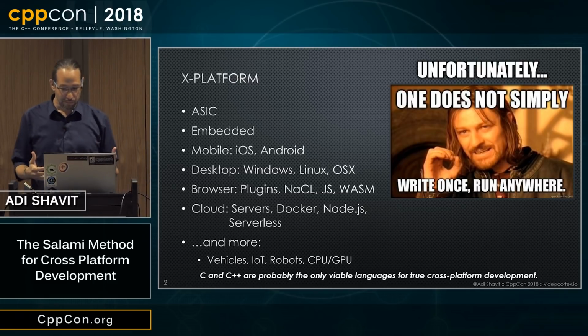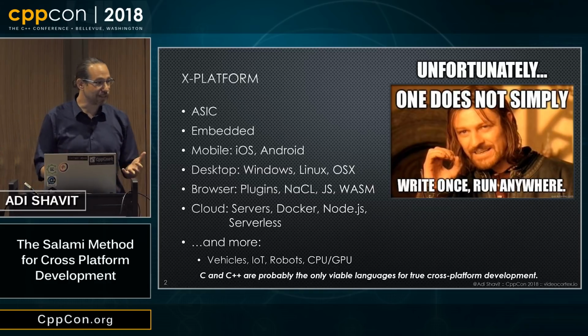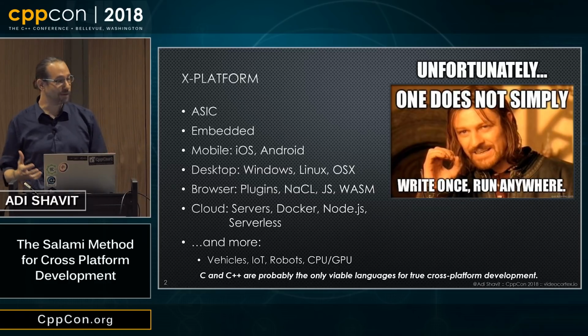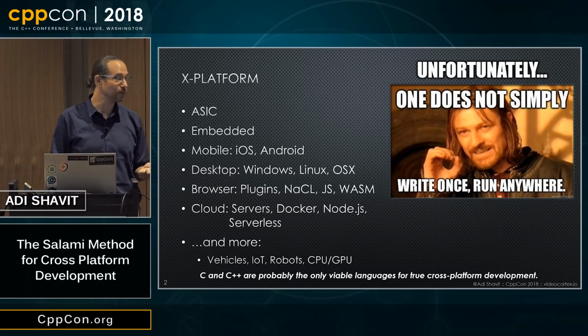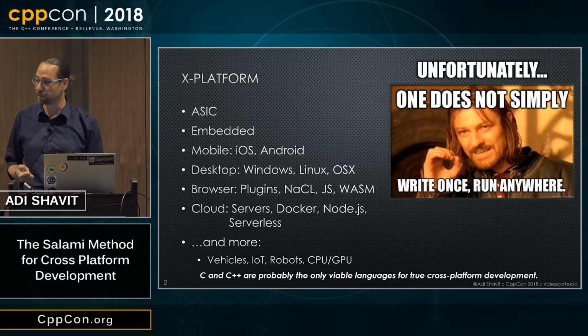So you know, at the end of the day, C and C++ are really the only viable languages for doing cross-platform development, because essentially there is no CPU, no piece of silicon made today that can do computing which doesn't come with at least a C compiler, right?